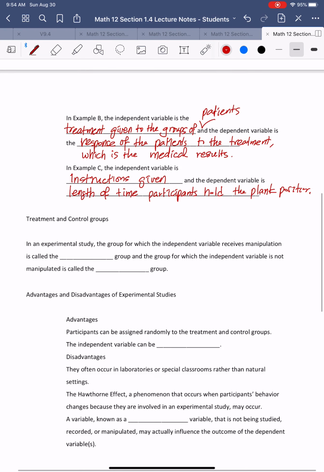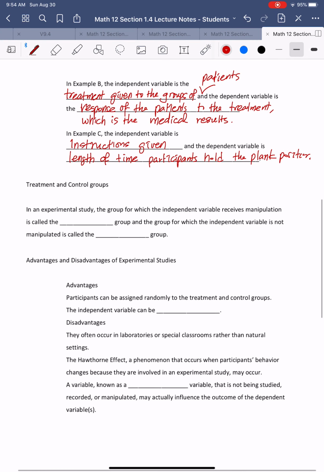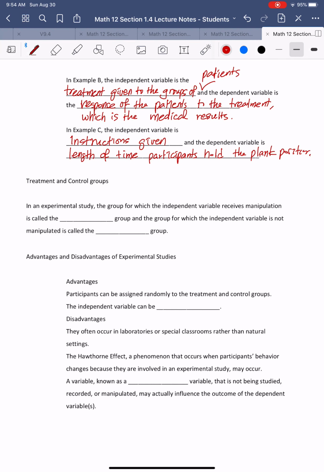Okay, so treatment and control groups. In an experimental study, the group for which the independent variable received the manipulation is called the treatment group. And the group for which the independent variable is not manipulated is called the control group.